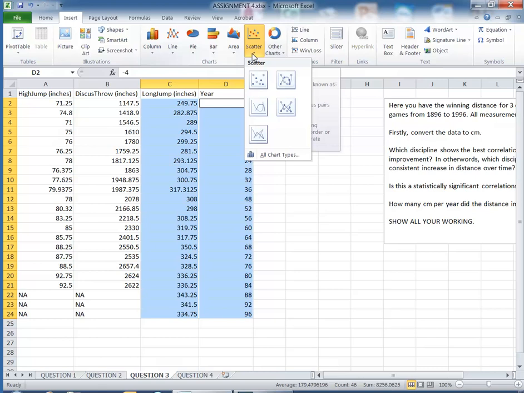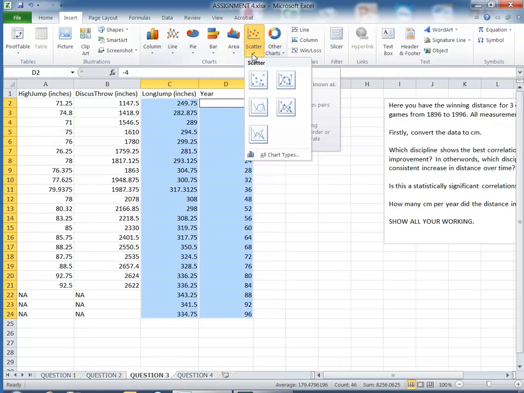So can you predict in a confident manner the distance, say, jumped in the long jump based purely on the year that the Olympics were held? And we do this via regression analysis. So let's have a look at how we do it. First of all, we generate a scatter plot. In this first one, I'm going to do long jump versus the year. Then you'll have to do discus throw versus year and high jump versus year.